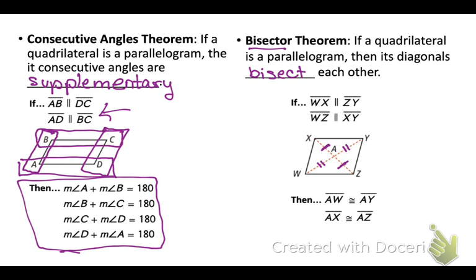It doesn't say that the diagonals are equal to each other, but it does say that the two parts are equal, correct? Okay. The diagonals are equal in another object, not a parallelogram.